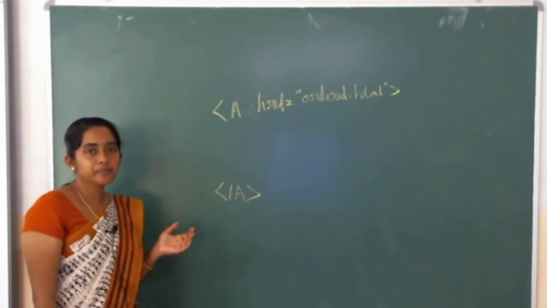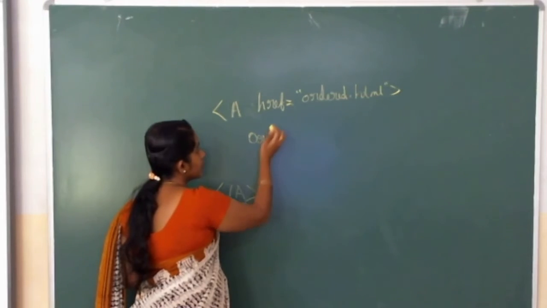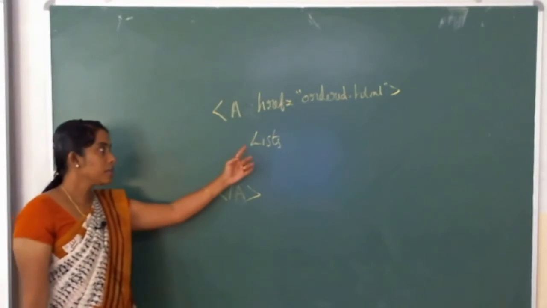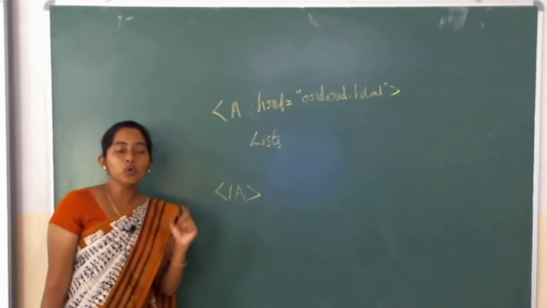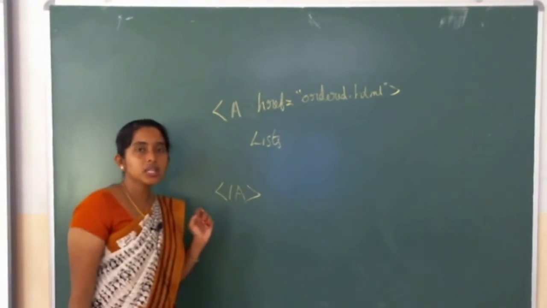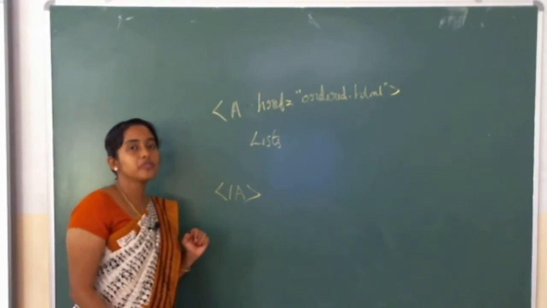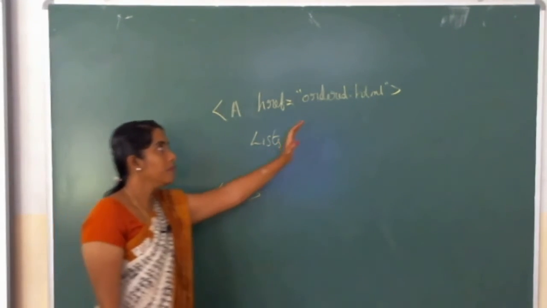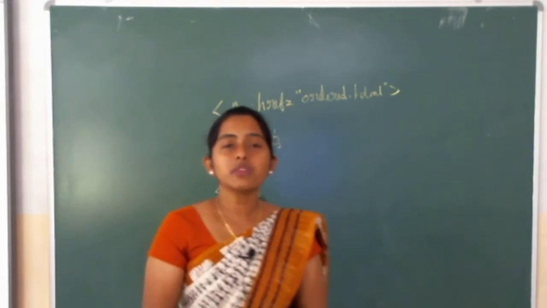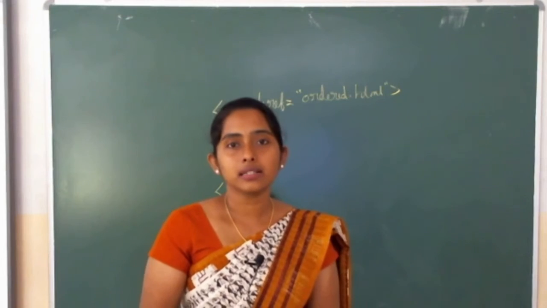Then what will happen? Inside that, if you are using the word list, this particular word list will be in a blue color. If you move the cursor towards this particular word in your web page, you can see the hand shape, and if you click on it, it will redirect to the web page ordered list.html. Got it? So for this purpose we are using the a tag for inserting the hyperlink.